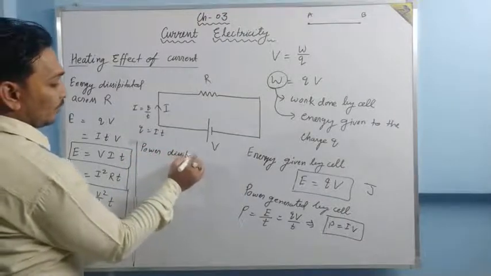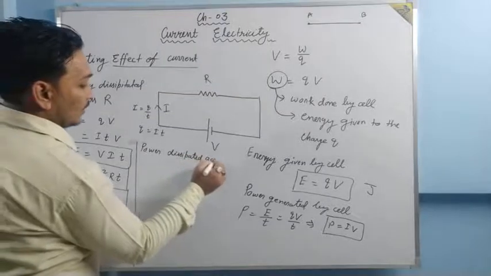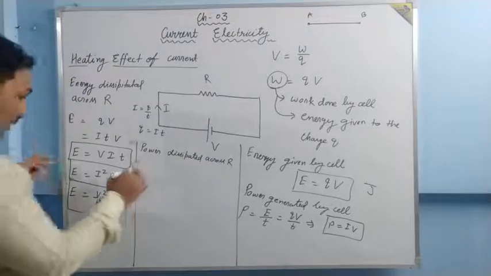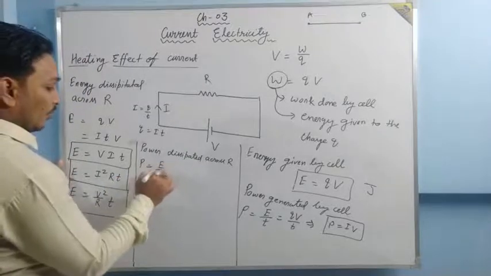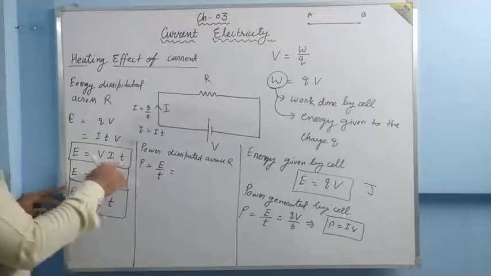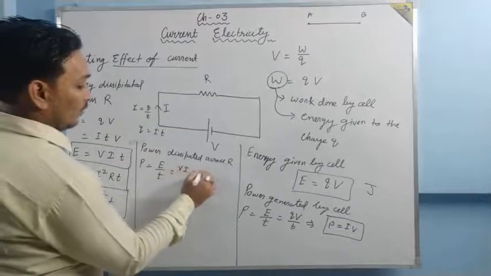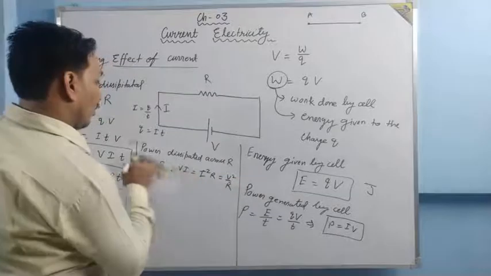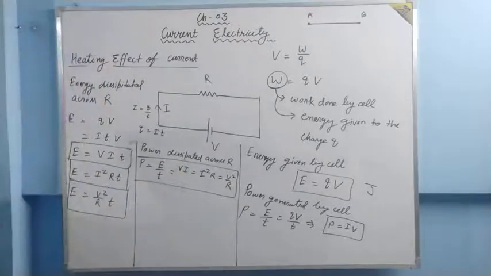Power dissipated across capital R. What is that power? Power is equal to energy upon time. T will be cancelled. We are going to have V into I. We are going to have I square into R. We are going to have V square by R. All these formulas are for power.